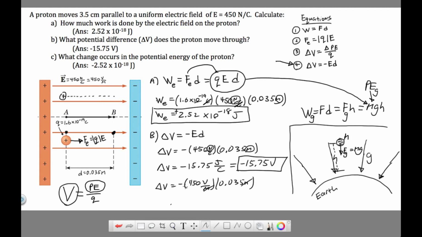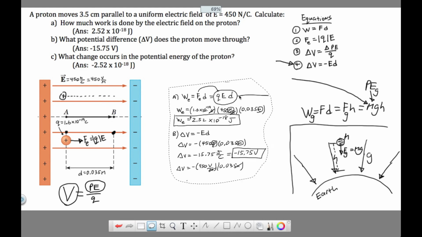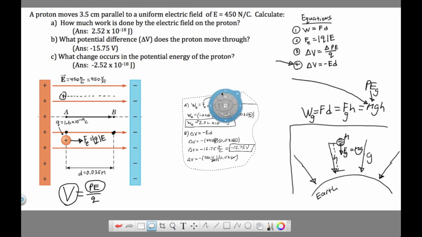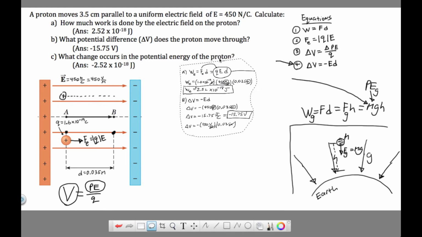All right, and then question C, let's shrink this all down. Make room for part C. There we go, shrink this down. Put it there.